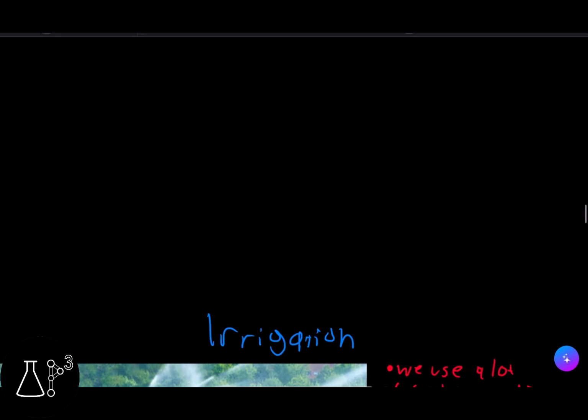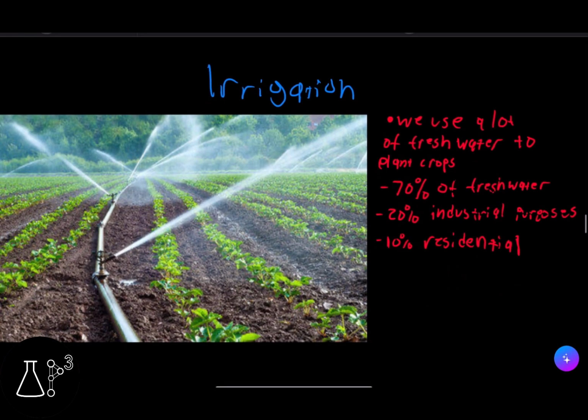So irrigation, basically the definition of it is literally just controlling how much water you want to add to crops to maximize the production of crops. That's basically the easy definition of it. Now the problem with that is that we use a lot of fresh water to plant the crops. To be more specific, 70% of our fresh water is used for irrigation. The other 20% is for industrial purposes, and the other 10% of fresh water is residential. So this is the problem of irrigation.